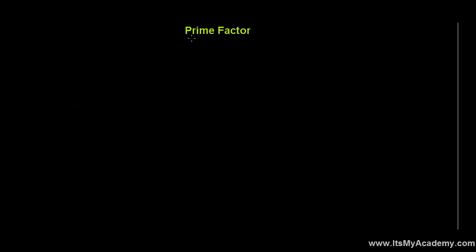Let's try to understand prime factor. We have already learned what is a prime number, meaning the number which has only two factors. One is the number 1 and another is the number itself, like the number 3. It has only two factors, factor 1 and factor 3. These two numbers only can divide this 3, right? So that's why this is a prime number.